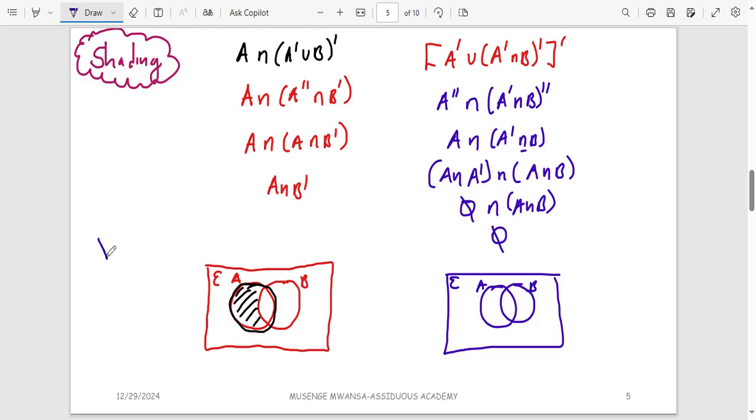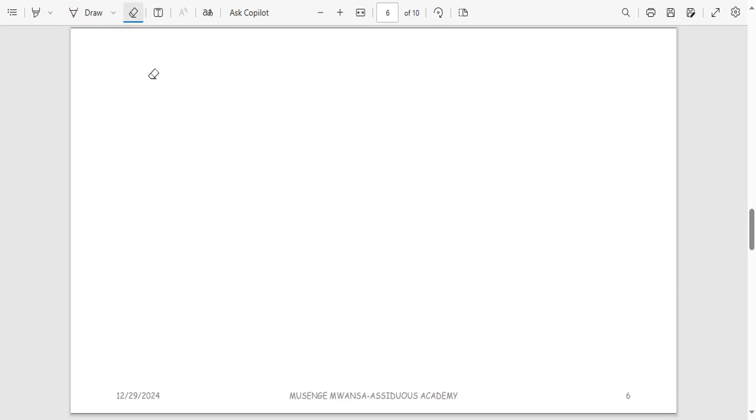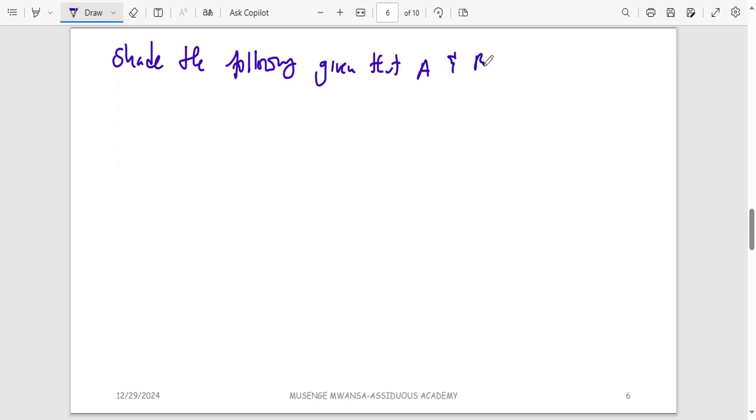You need to know what is known as a disjoint set. If you hear the word disjoint set, it is a set where you don't have any intersection. Okay? No intersection. So if it's a set that has no intersection, they ask you to put it in a Venn diagram. Okay, let me use an example. They say shade the following, given that A and B are disjoint sets.